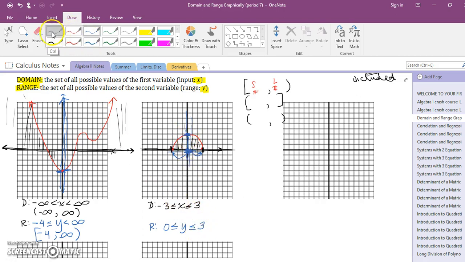So let's write set notation for each here. I'm going to put brackets because -3 and 3 were included. Smallest number, comma, larger number. And then for range, let's do set notation. Smallest number, comma, largest number, brackets on both because they're both included.